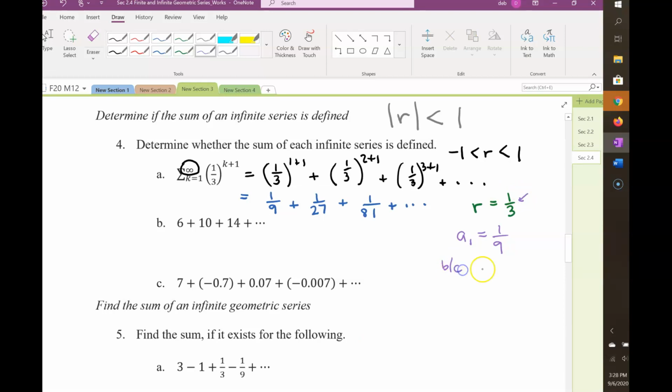So because r is between -1 and 1, the infinite series is defined. And that's all we're being asked here.